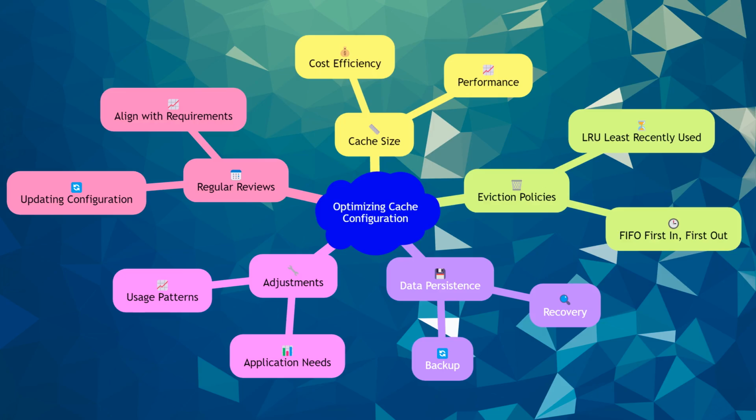Optimizing the configuration of your cache involves fine-tuning various settings to achieve the best performance and cost efficiency. Key configuration options include cache size, eviction policies, and data persistence settings. By adjusting these settings based on your application's needs and usage patterns, you can maximize the benefits of caching. Additionally, regularly reviewing and updating your cache configuration ensures that it remains aligned with your application's evolving requirements.